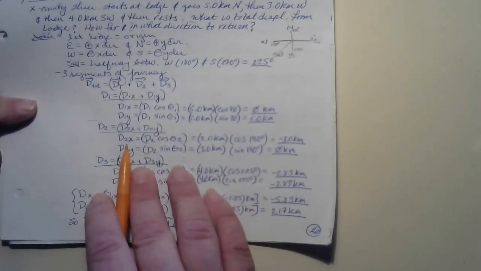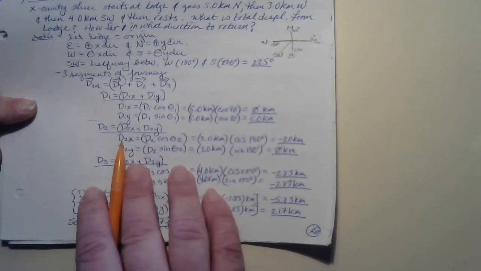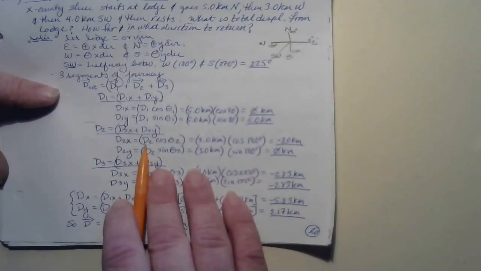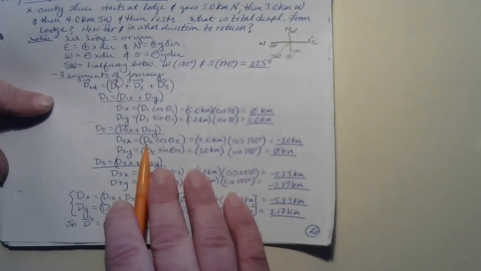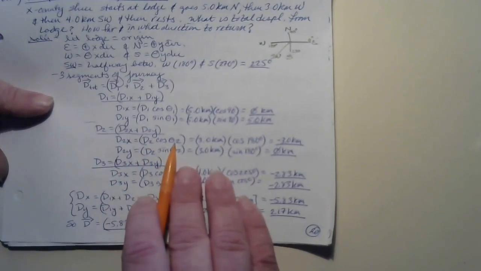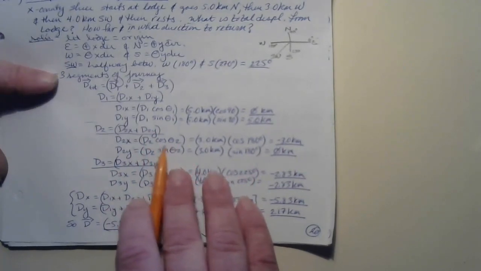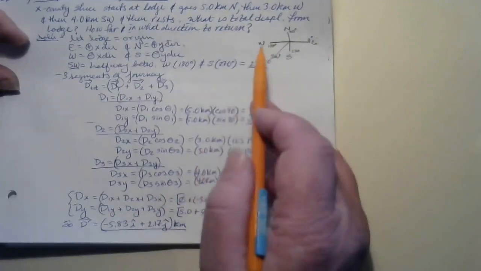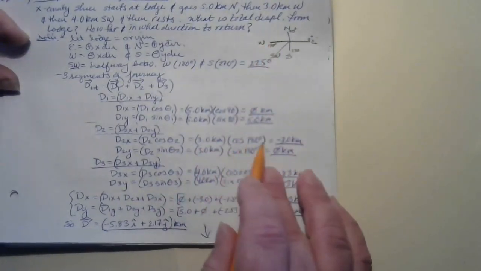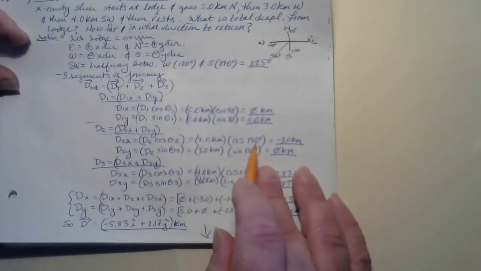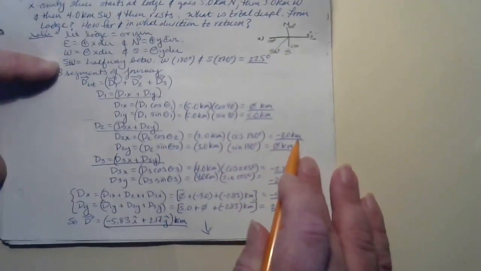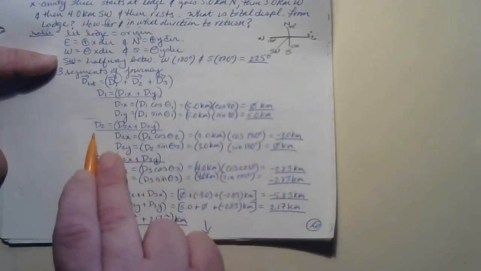So d2x, the x component of the second segment vector for the journey, would just be the magnitude of the second segment, that is the distance, times the cosine of the angle. In this case, the distance was 3 kilometers, and the direction was west, which again is 180 degrees. So 3 kilometers times cosine of 180, and that comes to negative 3 kilometers as the x component of the second leg of the journey.